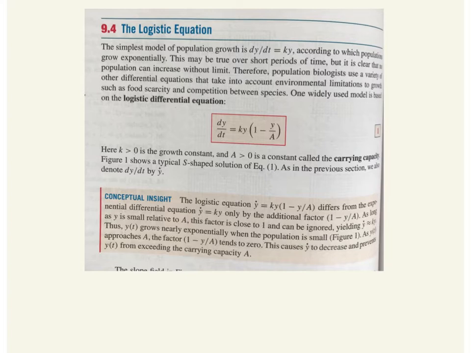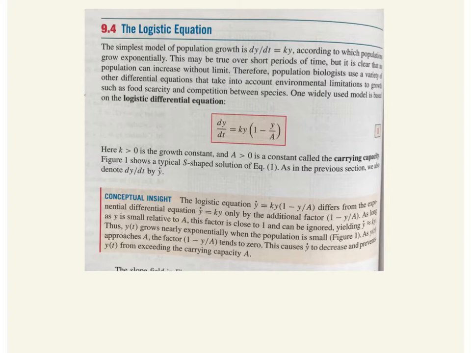So a widely used model is this logistic differential equation: dy over dt equals k times y times the quantity 1 minus y over a, where a is considered what's called the carrying capacity, kind of like a max population, so to speak.